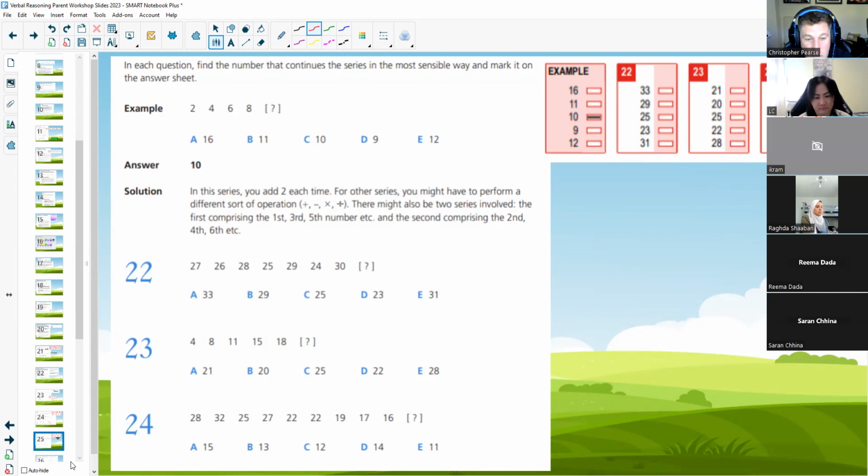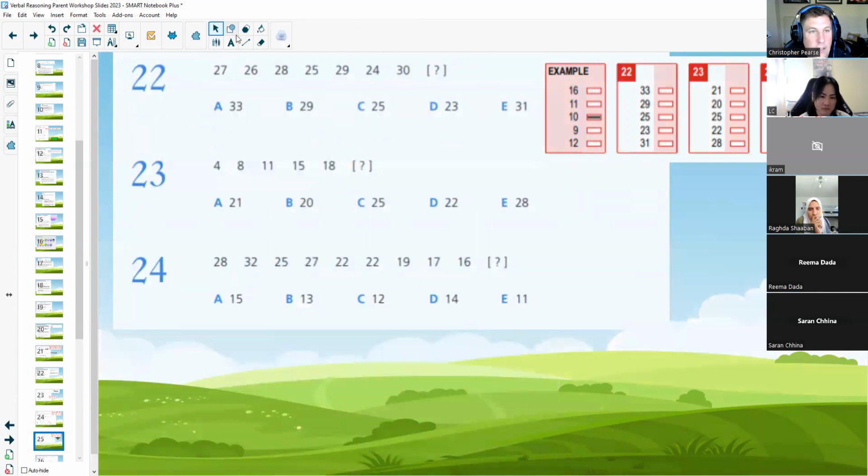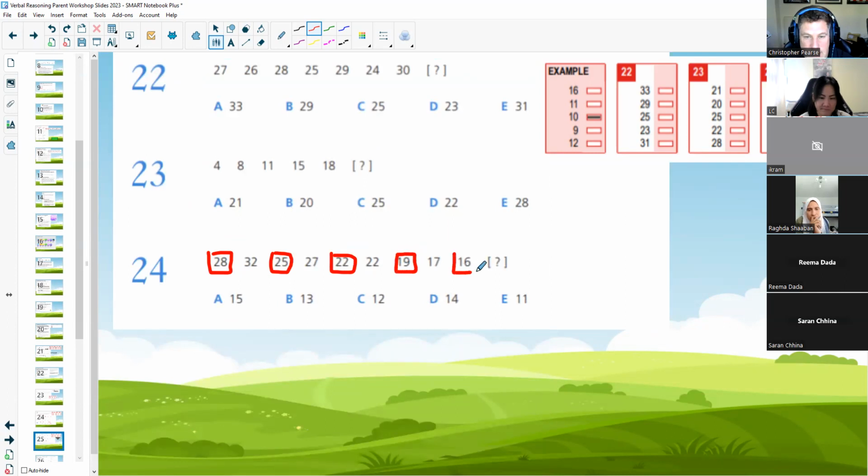Sometimes we know straight away it's an alternate sequence by the length of that sequence. So if you look at question 24 down here, that is a very, very long sequence, so it's probably going to have two sequences in one. If I bring up that one, we'll talk about that one first of all, because it is a very common one. So rather than going from 28 to 32, we're actually going to go from 28 to 25 to 22 to 19 to 16.